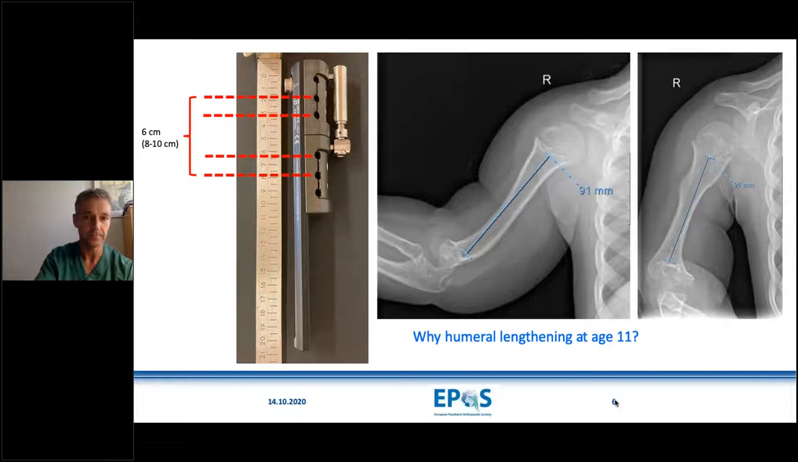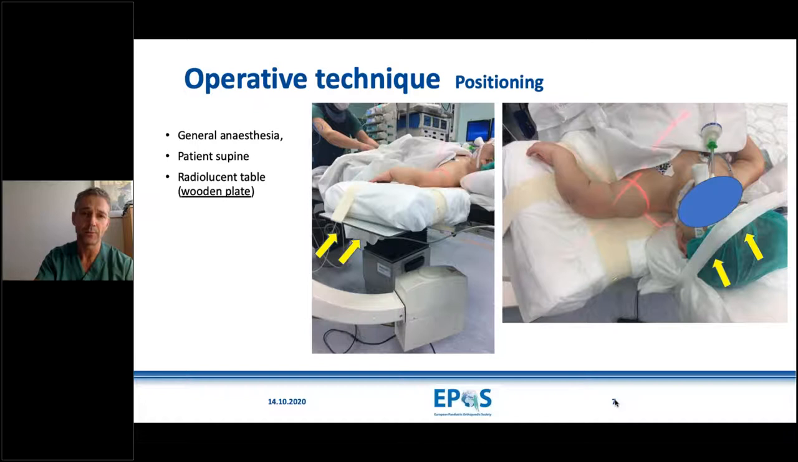This is how we position the patient. You have to make sure that you, with the fluoroscope, can see the elbow joint and the whole humerus. So you have to position the patient at the very edge of the operation table. And you have to make sure that the head is not moving too much. So you can see we use some tape in order to fixate the head to the operation table. And we use a wooden board, which is radiolucent, in order to not have any metal under the arm. So make sure you create the optimal position of the patient before you start the surgery.